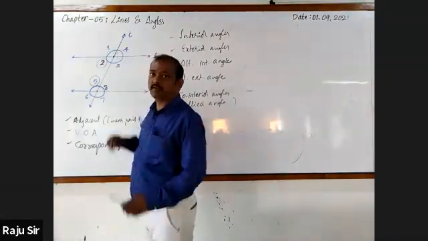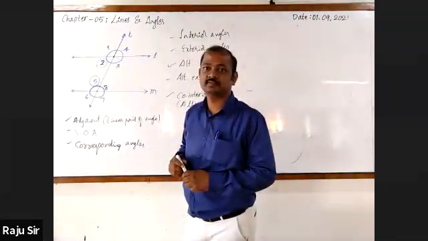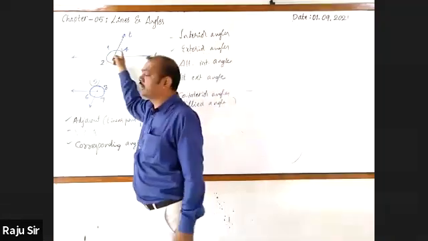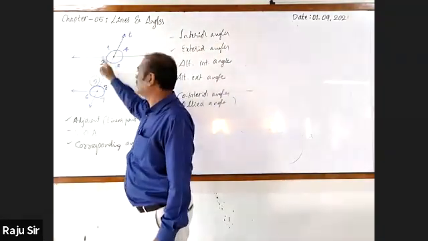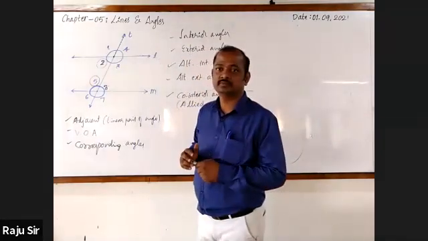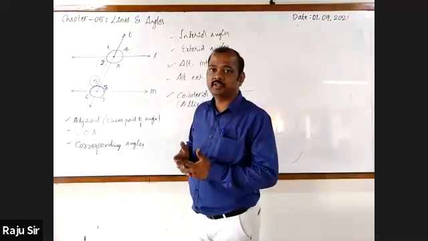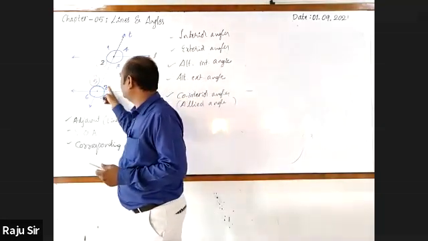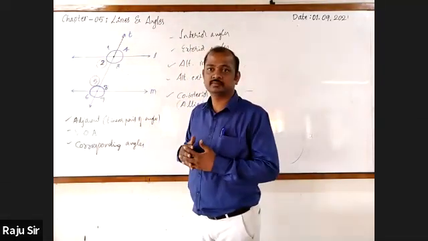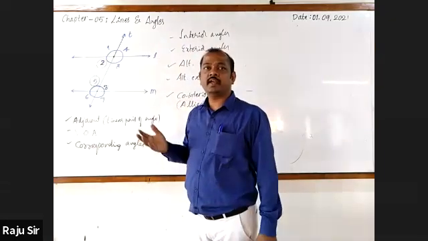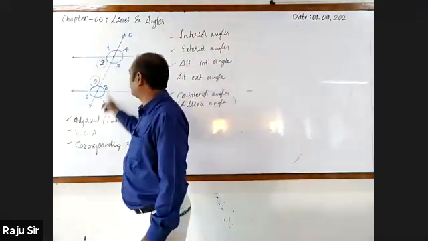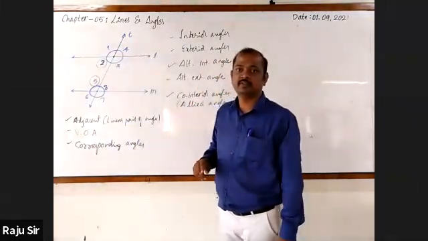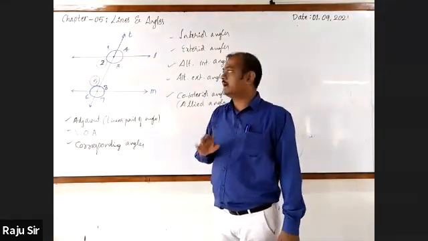Angle 1 and 4, linear pair of angles. Angle 4 and 2, linear pair of angles. Vertically opposite angles. 2, 3, 8, 5 are interior angles. 1, 4, 7, 6 are exterior angles.